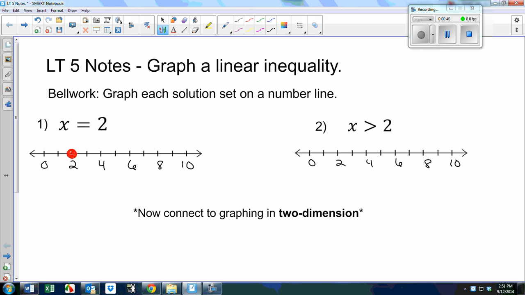But when we go over to x is greater than 2, we start thinking, all right, well, the first number, let's see, 2 does not work. x equals 2 is not greater than 2, so we signify that with an open circle. But any number bigger than 2, 2.1, 2.01, 3, 4, 5, 6, 7, 8, anything bigger than 2 works, so we shade to the right. All right, so now we're going to connect that to graphing in 2 dimensions.